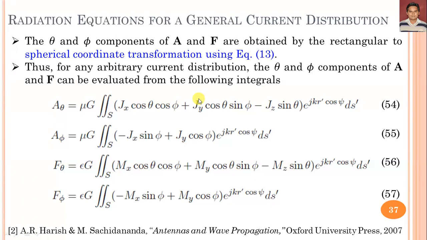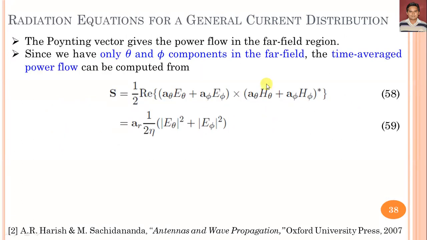Then we can calculate the radiated field by the current sheet on an infinite ground plane. Then, by considering the Poynting vector, the power flow in the far field region can be calculated. So we have the theta and phi components in the far field. The time average power flow can be computed by using this expression, as we have discussed in lecture 3 of this aperture antenna series also.